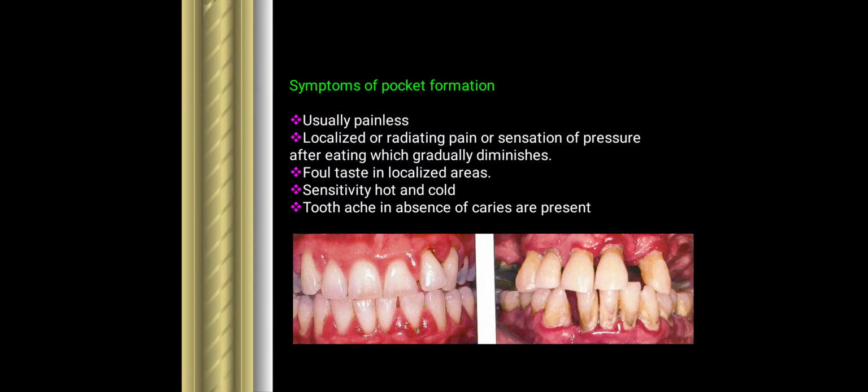Symptoms of pocket formation: it will usually be painless, or a localized or radiating pain sensation will be present, and after eating it will gradually diminish. There may be a foul taste in localized areas, sensitivity to hot and cold, and toothache in the absence of caries.